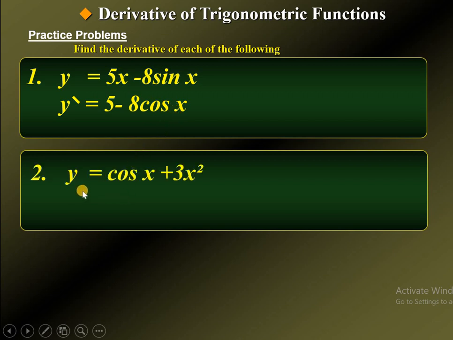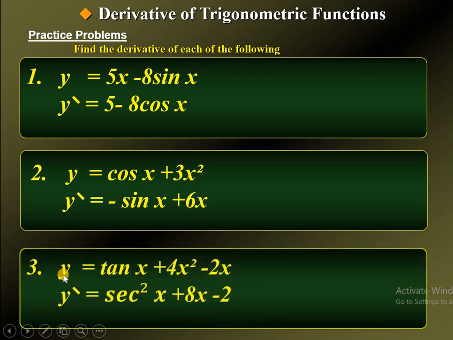Example number 2, y equals cosine x plus 3x squared. The derivative of the first term, the cosine switches to be negative sine x. And for the derivative of 3x squared, I'm going to bring down the power to be a coefficient. So you must multiply it by the 3, it's going to be 6. And reduce the power by 1. 2 minus 1 is 1. You put the derivative of the second term, 6x only.